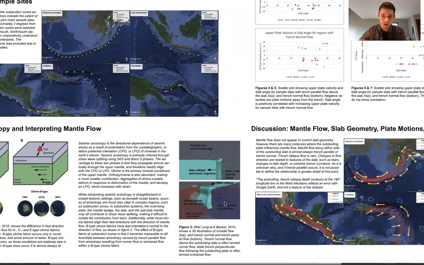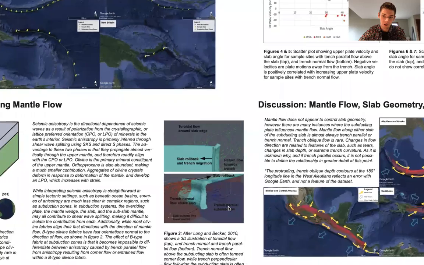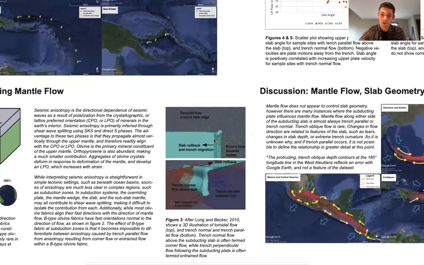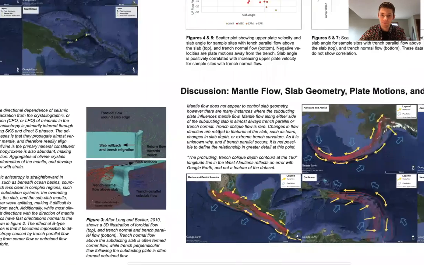This little figure here is showing trench normal flow and trench parallel flow, and this is toroidal flow, which is flow in response to an obstruction.